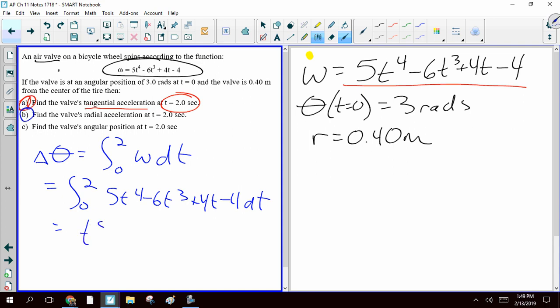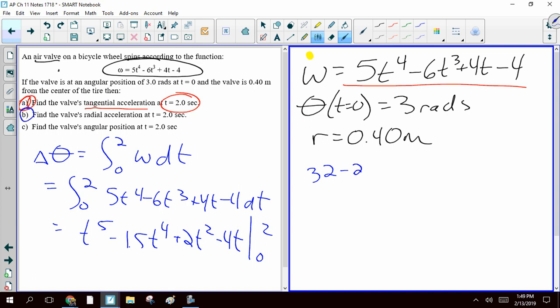So take your integral and you get t to the 5th minus 1.5 t to the 4th plus 2t squared minus 4t, and then evaluate it from 0 to 2. So 0 is going to give you 0, plug in 2, and you get 32 minus 24 plus 8 minus 8. So you end up just getting 8. So that is our change in theta.